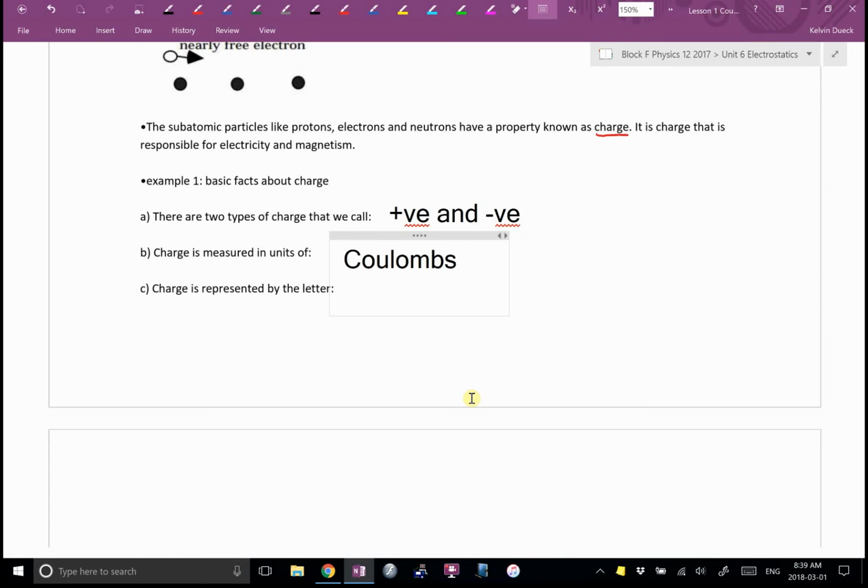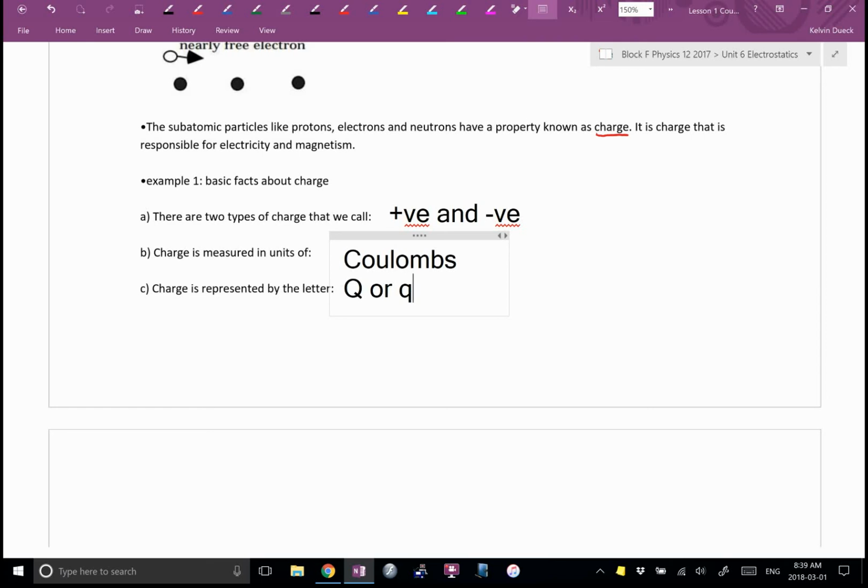So what letter do we use for charge? Q. Q. Why Q? Actually, it makes perfect sense. We use the letter Q because of quantum. What? We're going to talk a little quantum physics here.